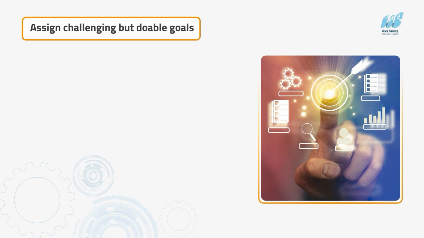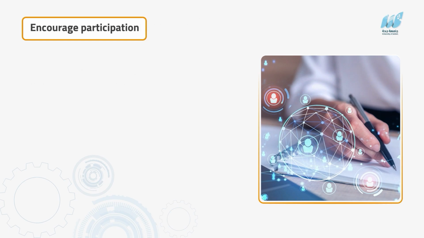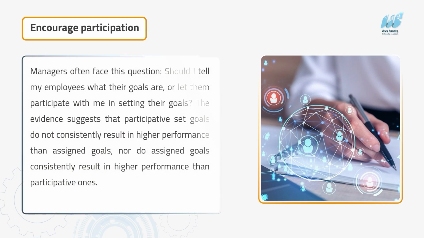3. Assign challenging but doable goals. Goals should be challenging, but not so difficult that they appear unrealistic. 4. Encourage participation. Managers often face the question, should I tell my employees what their goals are, or let them participate with me in setting their goals? The evidence suggests that participatively set goals do not consistently result in higher performance than assigned goals, nor do assigned goals consistently result in higher performance than participative ones.